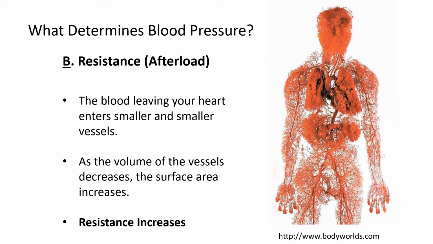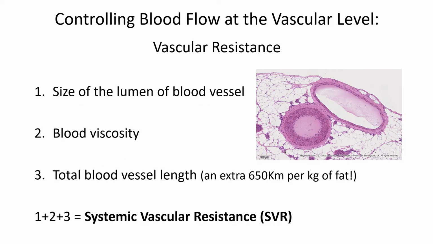So blood is going to meet with more and more resistance as it moves away from the heart and into smaller and smaller blood vessels. As we've talked about, surface area is responsible for this resistance. But there's other ways that this resistance can be increased. Decreasing the diameter of the lumen of a blood vessel will increase resistance.